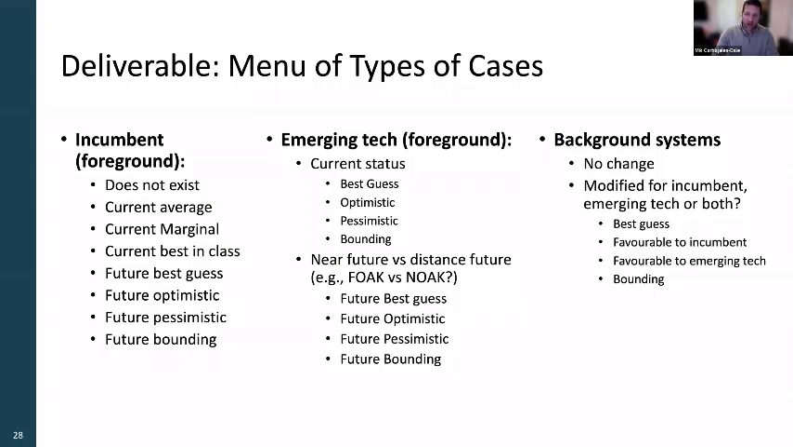And then thinking about near future versus distant future. So maybe not just at the commercialized stage, but N of a kind plants into the future. And then, so that's both of those foreground systems, and then the background system. Are you going to model it with no change? Are you going to try and make some estimated guess as to what the background system might be doing through this time horizon?